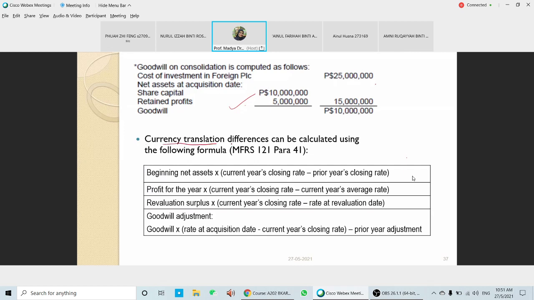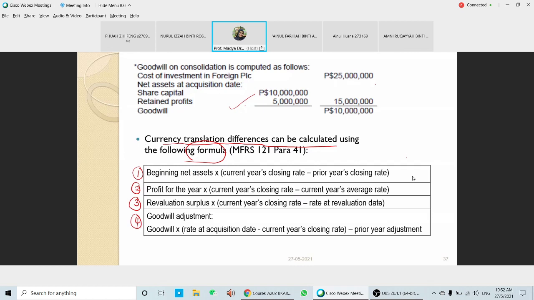The currency translation difference can be calculated using the following formula. There are four items that create a currency difference here. The first one is the beginning net asset. The second item is the profit. The third item is the revaluation. And the fourth one is related to the goodwill.